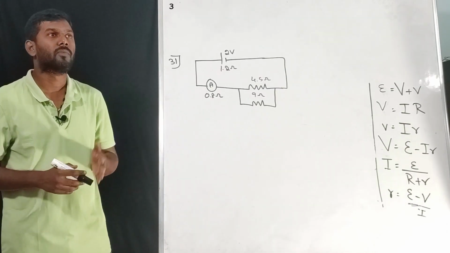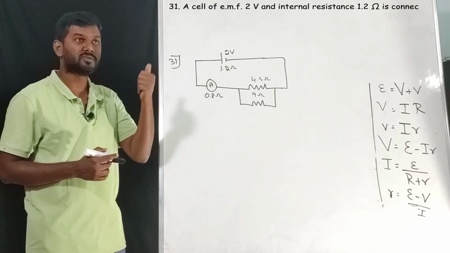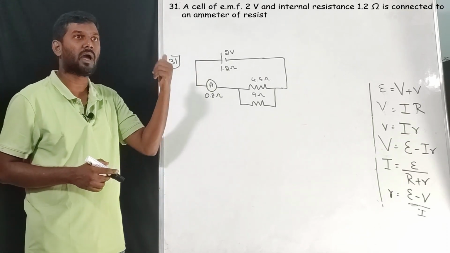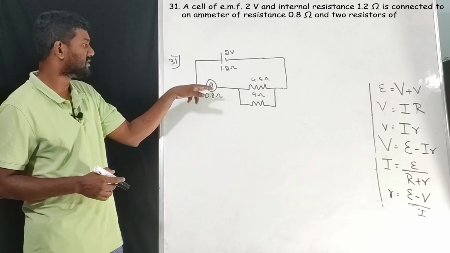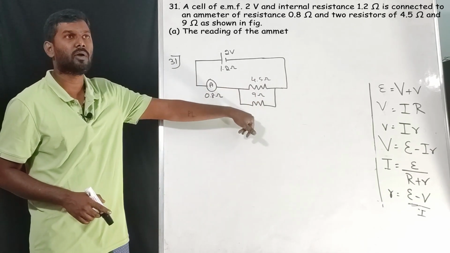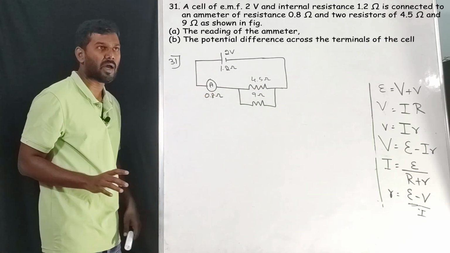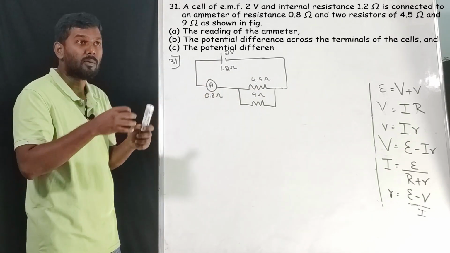Our last question: a cell of EMF 2 volts and internal resistance 1.2 ohm is connected to an ammeter of resistance 0.8 ohm. Two resistors 4.5 and 9 ohm are connected as shown in the figure. So this is the diagram they have given. First we'll go one by one.